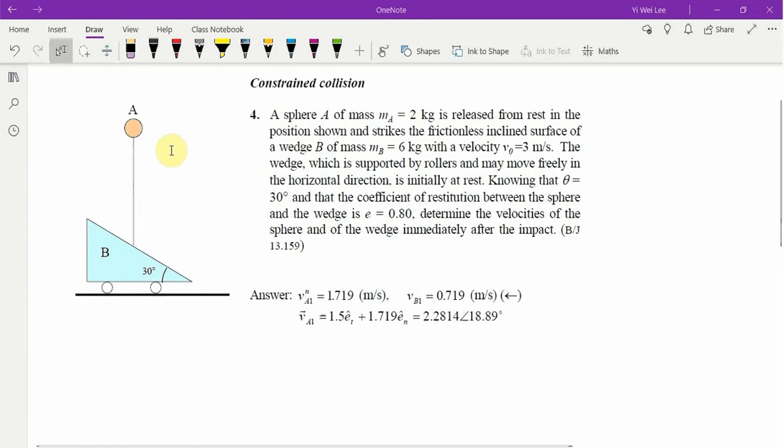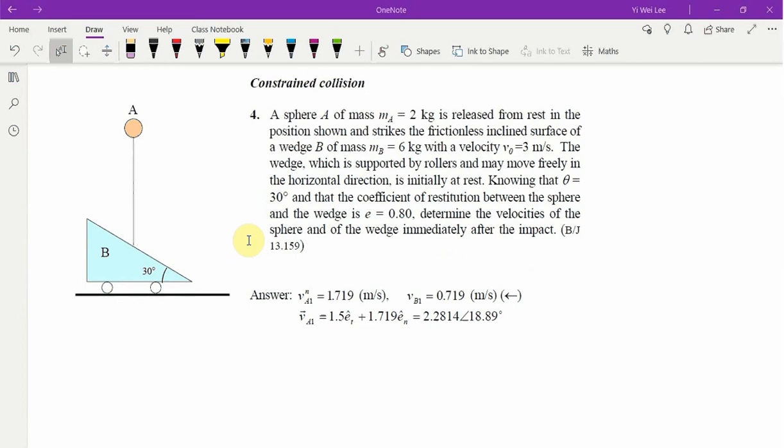Let's take a look. A sphere A has a mass of 2 kg, released from rest. It strikes the surface of a wedge with a mass of 6 kg, with a velocity of 3 meters per second. The wedge, which is supported by rollers and may move freely in the horizontal direction, in other words, is constrained to move in the horizontal direction, is initially at rest. Note that theta is equal to 30 degrees, and the coefficient of restitution is 0.8. Determine the velocities of the sphere and the wedge immediately after the impact.